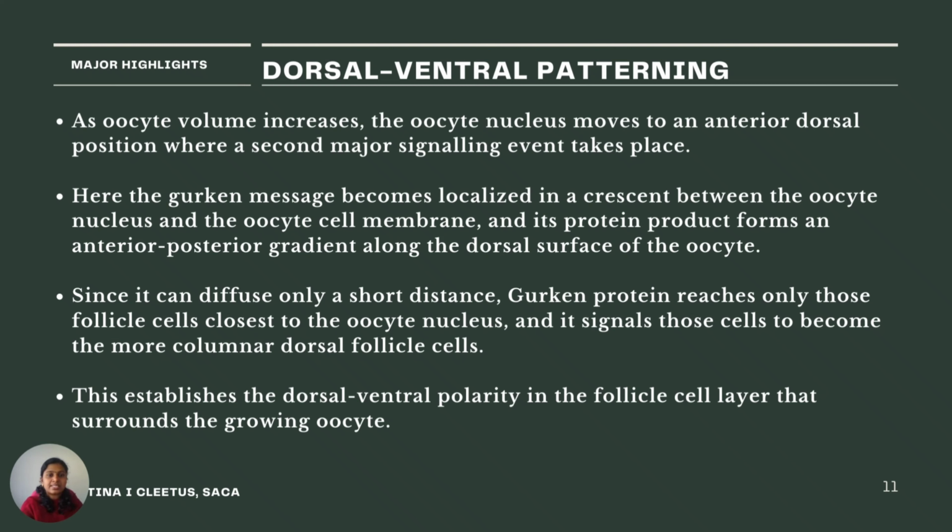That is, the cells which are most closely located to the nucleus can only receive this Gurken protein, and only those cells become the dorsal follicle cells. Thus it establishes a dorsal-ventral polarity in the follicle cell layer that surrounds the growing oocyte.